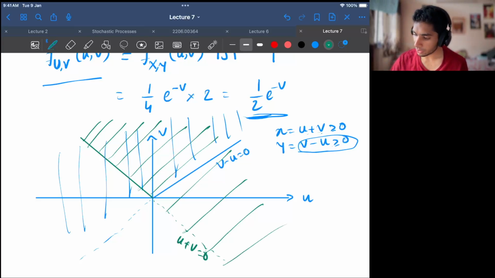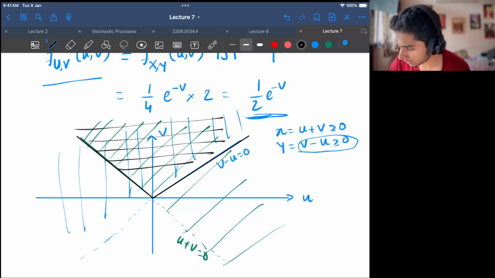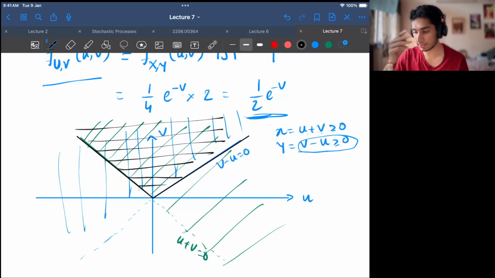Okay. And what is the intersecting region? That region is just this thing, whatever this region is, that I have shaded in black. That is the intersecting region, right?